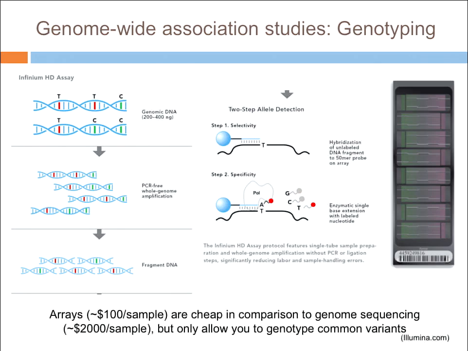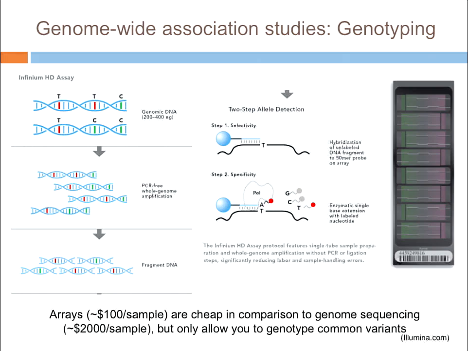So how does it actually work? We can purchase SNP chips from basically two different companies. These companies take genomic DNA, amplify it, fragment it into little pieces, and then wash it over these chips.